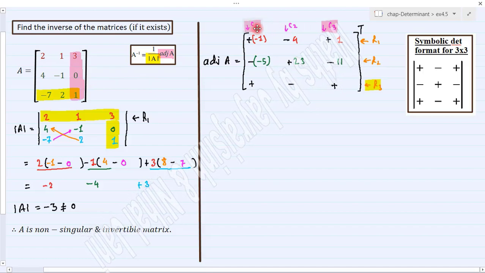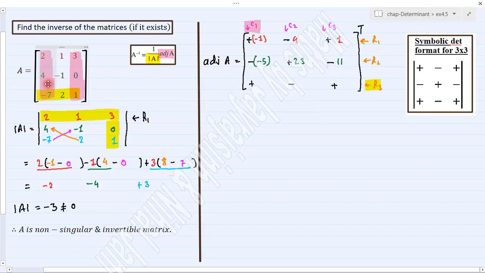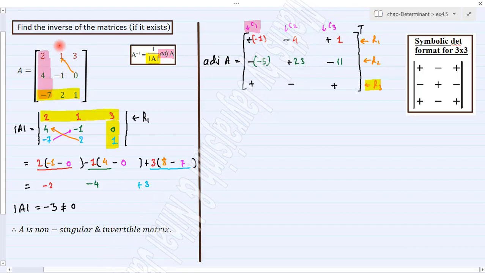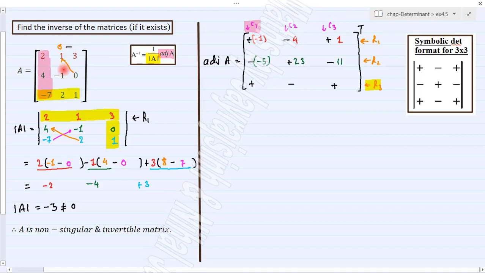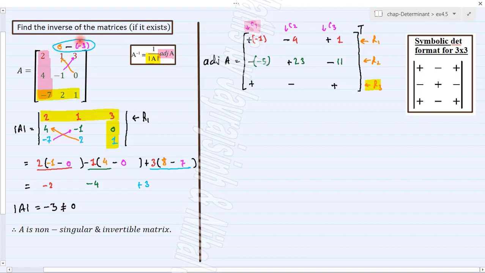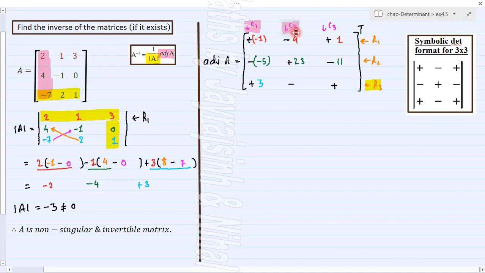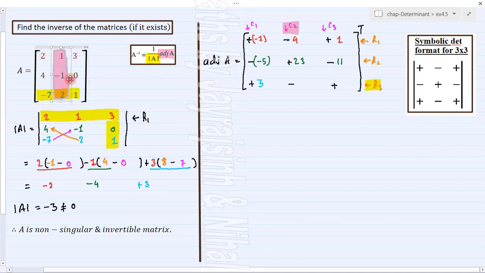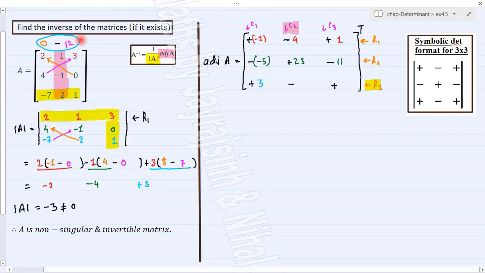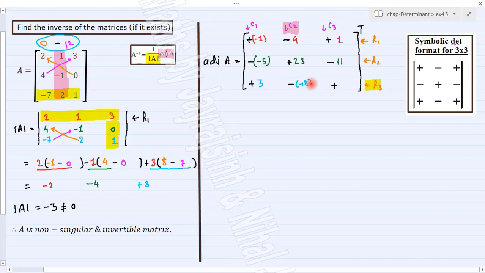Now let's try to get element of third row. The first element is in first column. So ignore last row and first column and cross multiply. 1 zeros are 0 minus 1 3s are minus 3. So 0 minus 3 will be 3. Now the second element is in second column. So 0 2s are 0 minus 4 3s are 12. So here we'll get minus 12. So it will become plus 12.